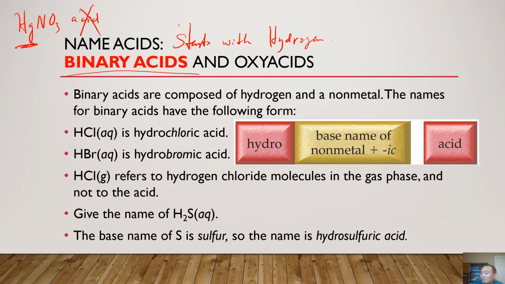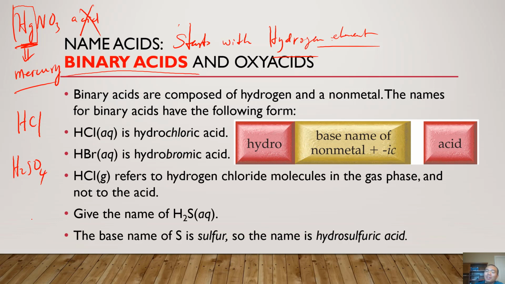No. Hg is actually the first element. This is mercury, not hydrogen. Some students see an H over there, but no, it's not the letter H, it's the hydrogen element. An acid starts with hydrogen. So for example, HCl, that's an acid. H2SO4, that's an acid. And we have two different acids.